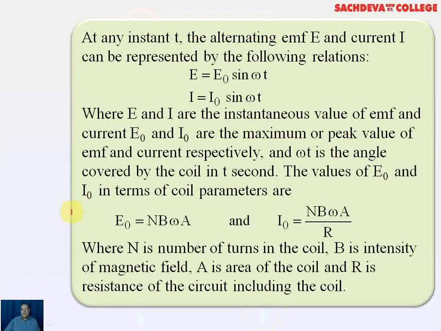Omega t is a phase angle, or the angle covered by the coil in t seconds. The values of E naught and I naught in terms of coil parameters are: the peak value is given by B omega A for a single turn coil, but for an N turn coil it should be N B omega A, and I naught will be N B omega A over R. N is the number of turns in the coil, B is the magnetic field, A is the area of the coil, and R is the resistance of the circuit including the coil.